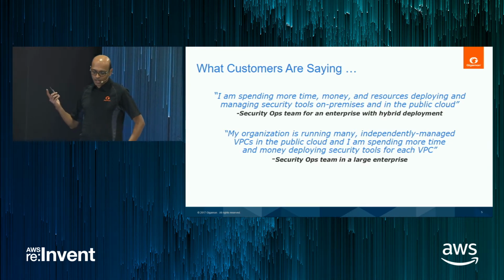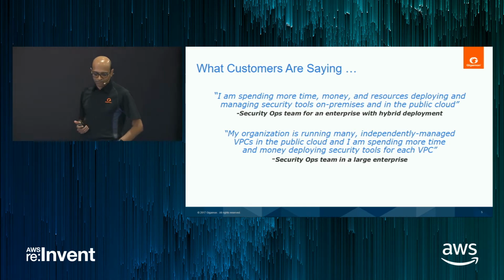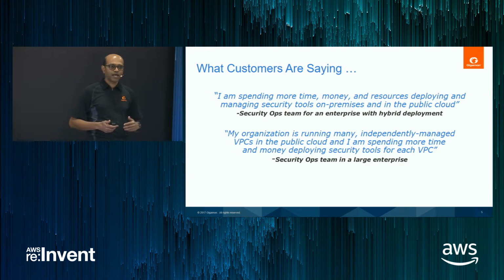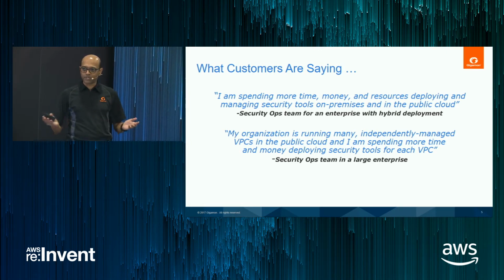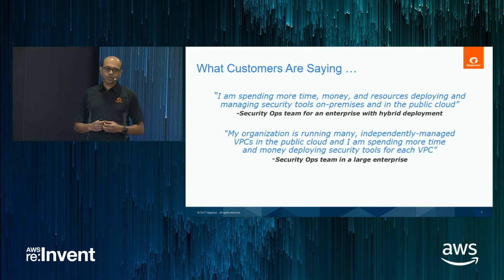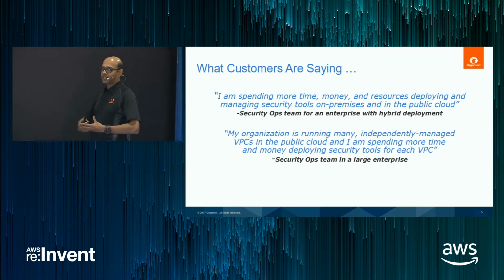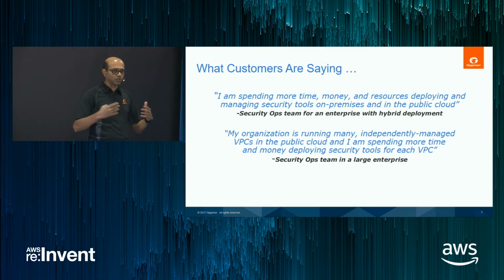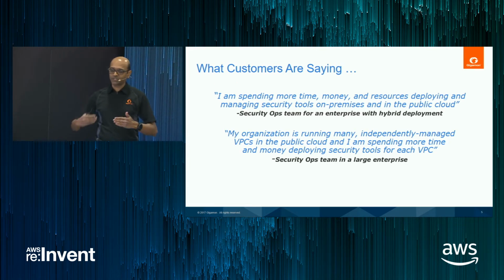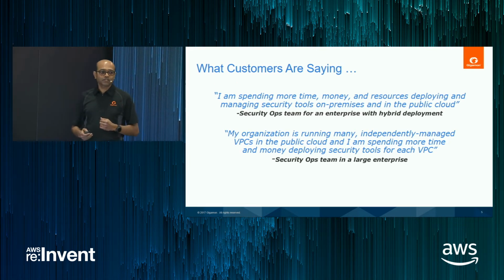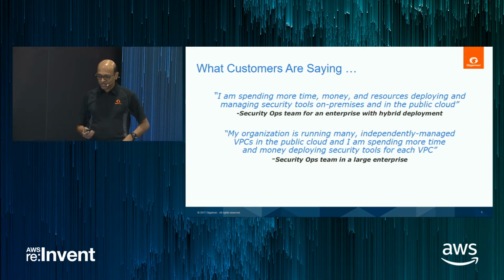We've anonymized them. However, the actual statements are exactly what these customers are saying, that they're spending more time, more money, and resources in deploying and managing security tools on premises and in the public cloud, and they're looking for consistent visibility across both of them. The other one that we see very commonly is when we go talk to a security operations team in a large enterprise, and ask them a very simple question. Your organization is running a lot of workloads. How do you have visibility into everything that's going on in the enterprise? Because the domain of your enterprise no longer stops at on-premises, it also extends to the cloud. And we usually get a blank stare in response to that and say, tell me more.